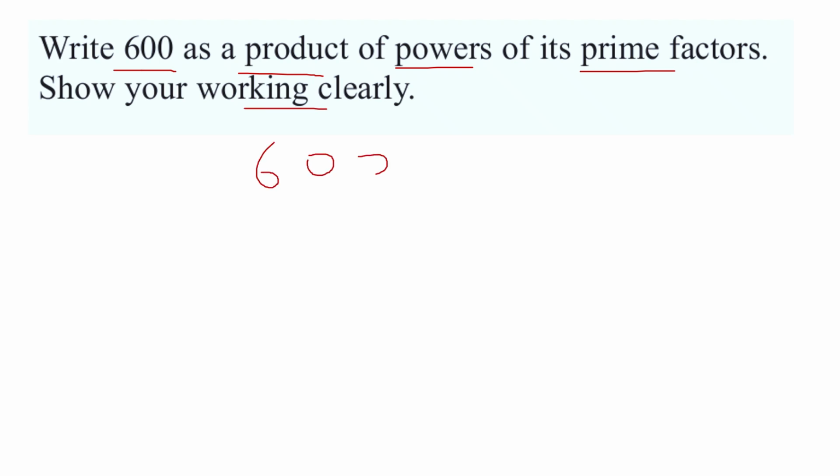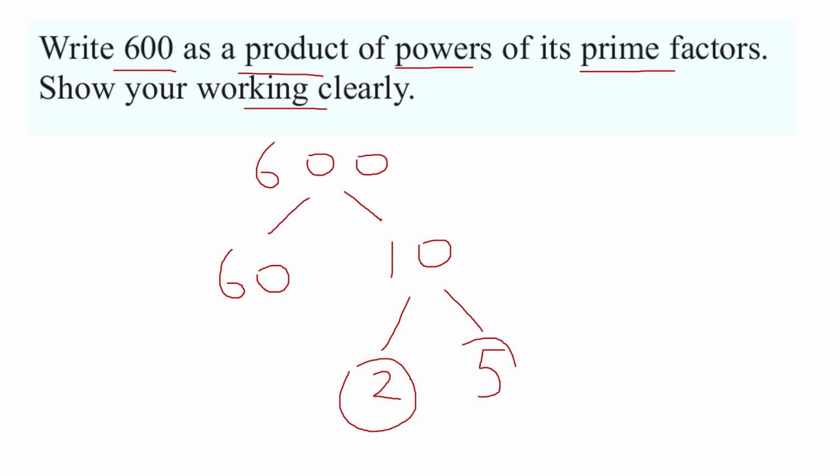I'm going to decompose this. I think of two numbers that multiply to make 600. I'm going to go for 60 and 10, just for the sake of ease. I'm going to break down the 10 into its factors 2 and 5. I'm going to circle 2 and 5, because 2 and 5 are prime numbers, and also prime factors. 60 can decompose into 6 and 10. I'm going to decompose 6 into 2 and 3, and 10 into 2 and 5.